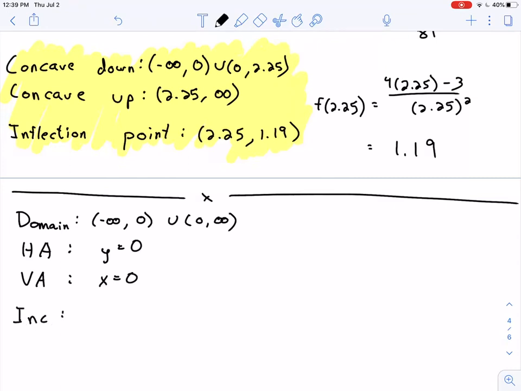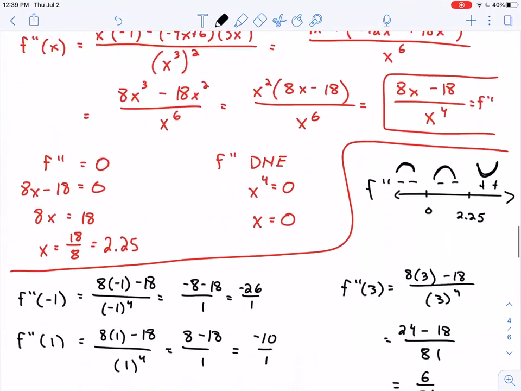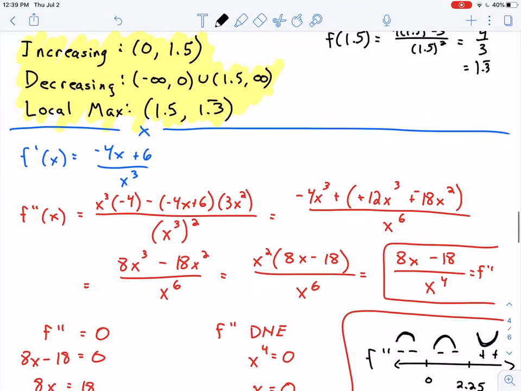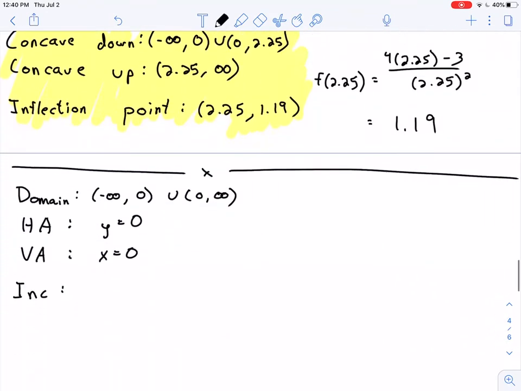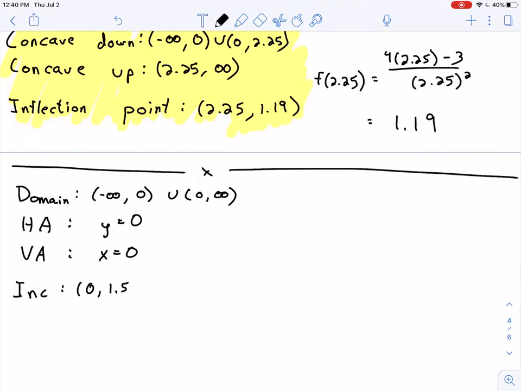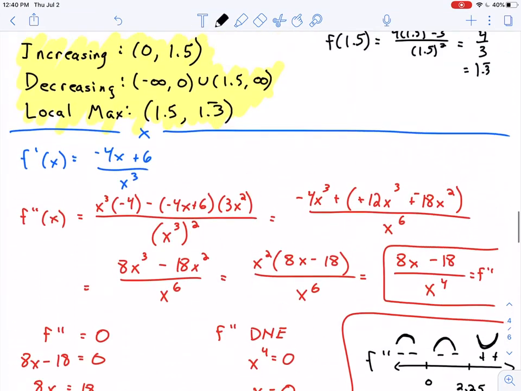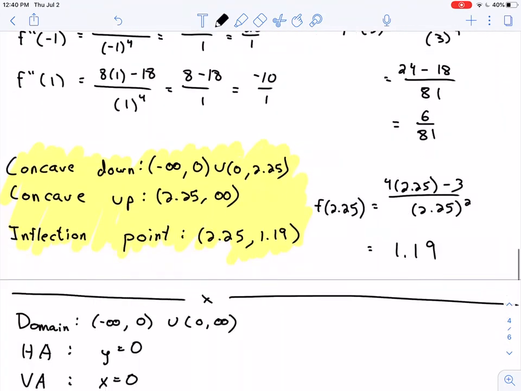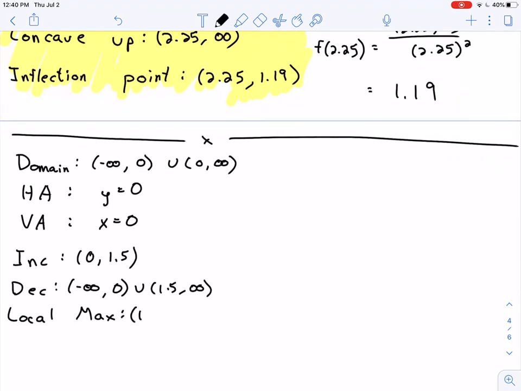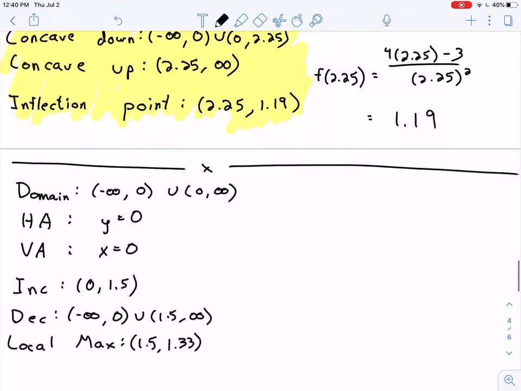Our function was increasing, and here's where I forget some stuff, so let me go back up. Increasing on 0 to 1.5, decreasing everywhere else. So increasing 0 to 1.5. It must be decreasing then on negative infinity to 0, and 1.5 to positive infinity. We said we had a local max, I believe, it's been so long. Local maximum at 1.5, 1.33.